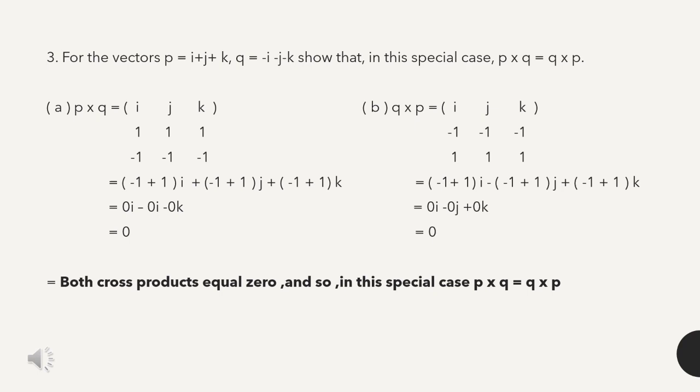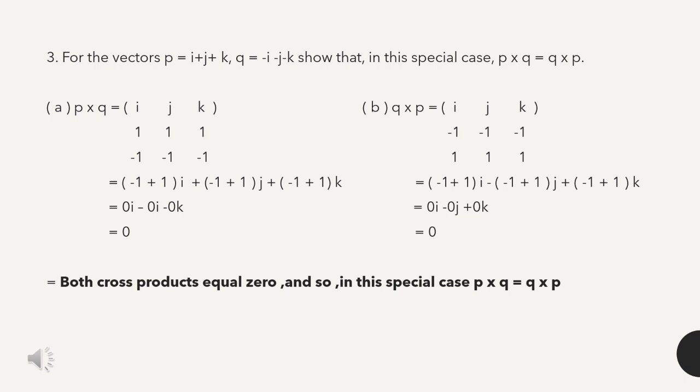For the vectors P equals I plus J plus K, Q equals -I minus J minus K, show that in this special case, P times Q equals Q times P. A. P times Q equals I J K. The result is -1 plus 1 I plus -1 plus 1 J plus -1 plus 1 K. The result is 0.